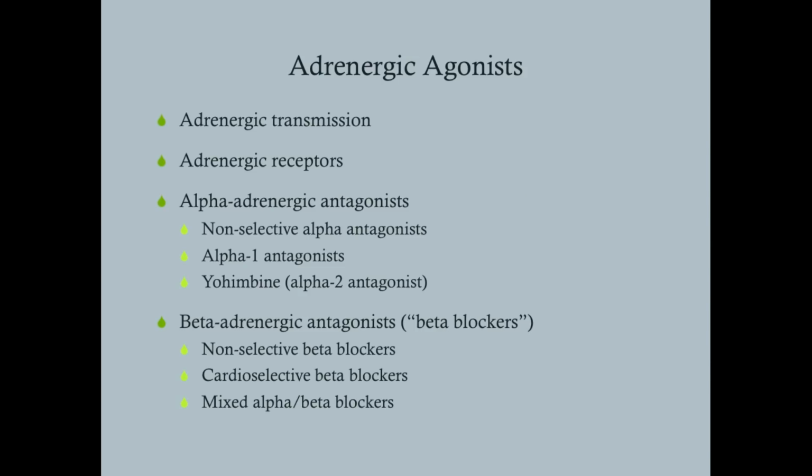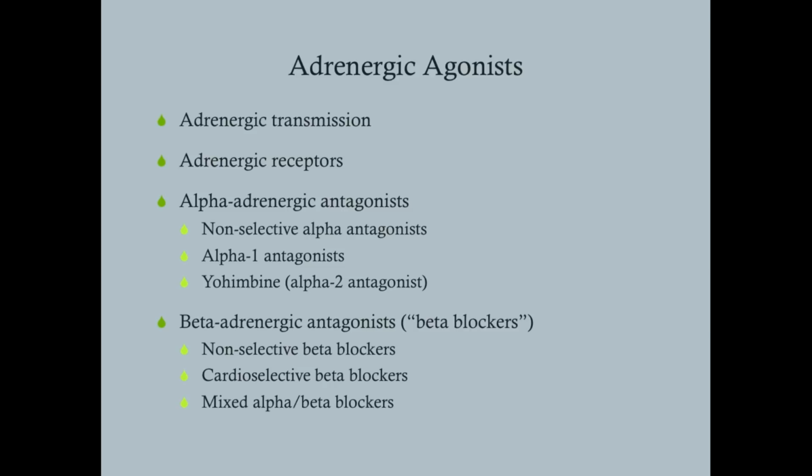So we'll briefly talk about adrenergic transmission and the adrenergic receptors. I go over this in a little bit greater detail in the autonomic nervous system talk. We'll talk then about the alpha-adrenergic antagonists. There's a few different types of these medications that I want to go into. And then, of course, the all-important beta blockers, beta-adrenergic antagonists.